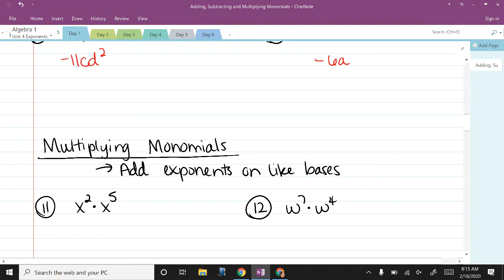So, exponent rules. The first one and the most simple one is when we multiply monomials, we add the exponents on like bases. What do you think that means, like bases? Bases that are the same. So two x's are like bases, right? Or two y's would be like bases.